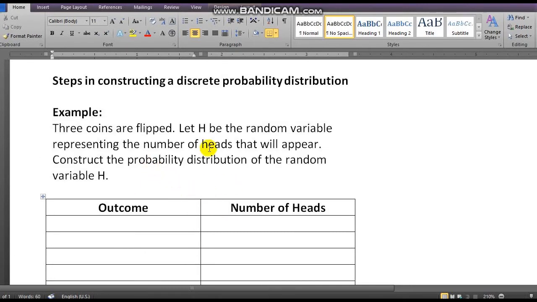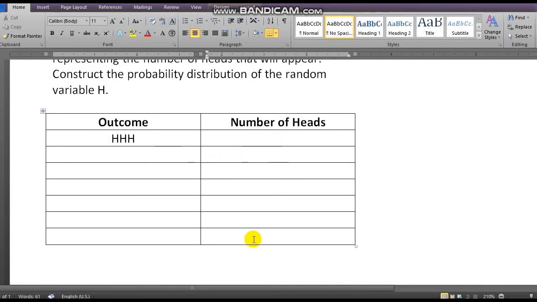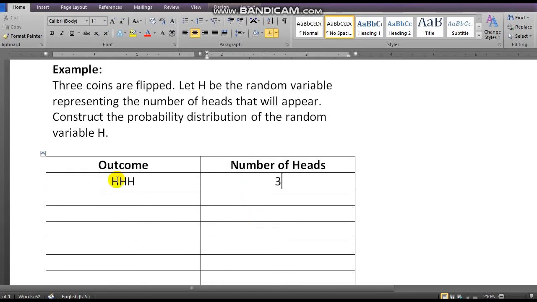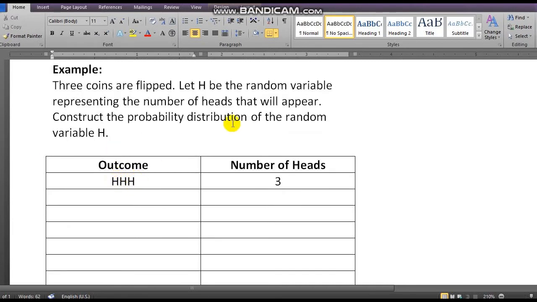Since we'll be flipping 3 coins, we have to have 3. The first possible outcome would be heads, heads, and heads. So there are 3 heads, and the number of heads would be 3. By the way, since we're dealing with 3 coins and there are 2 outcomes per coin, remember that we can have 2 times 2 times 2 outcomes, which is equal to 8. So we're actually expecting 8 outcomes here. Please remember what we discussed in combinatorics, the permutations of objects. So 2 times 2 times 2, that is 8.